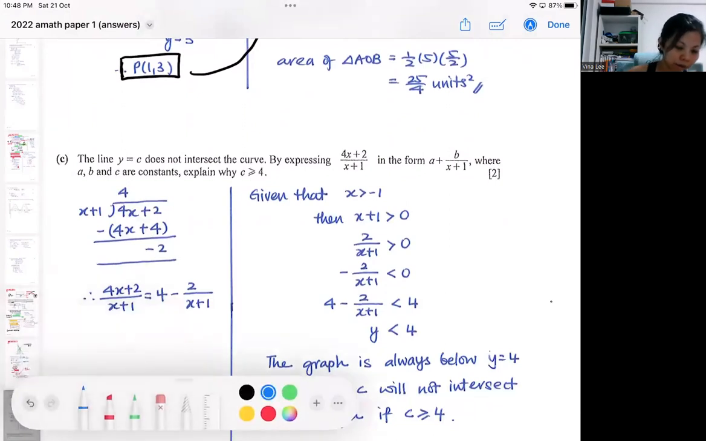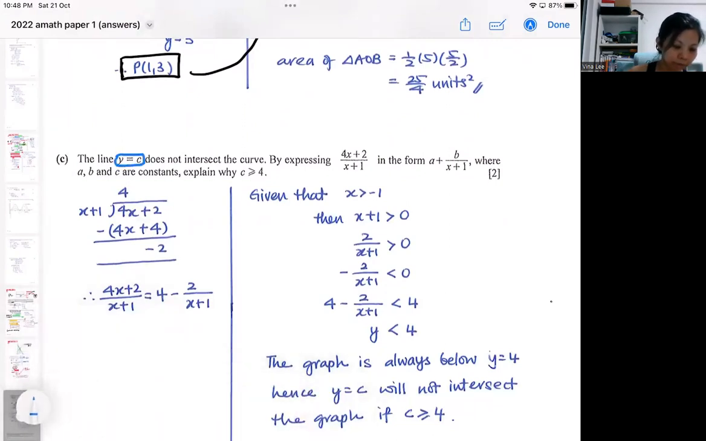So they are telling you that there is a horizontal line. This horizontal line will not intersect the graph if C is greater than or equal to 4. That means if the horizontal line is y equal to 4, y equal to 5, or y equal to 6, it will not intersect the graph. But they would like you to express it in that format first.